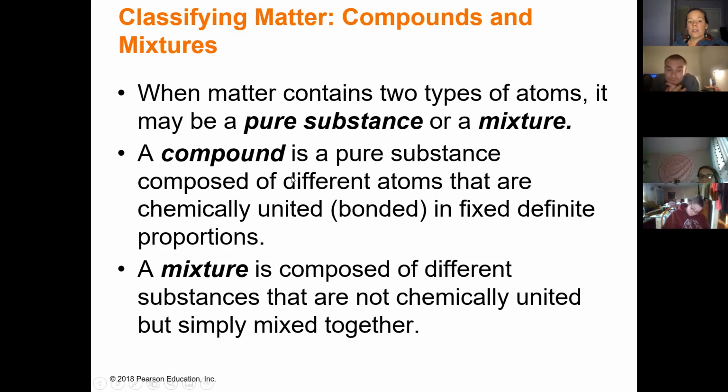So the difference between a pure substance and a mixture: a mixture is made up of two or more things, but instead of them being chemically bonded or united together, they're just mixed together. A compound is fused together, like 2 hydrogens and an oxygen make a water molecule. A mixture would be, say, hydrogen gas and oxygen gas floating around in a balloon together, right? They're not fused together. They're not H2O as a molecule. This is a diatomic and this is a diatomic floating around in a balloon together.